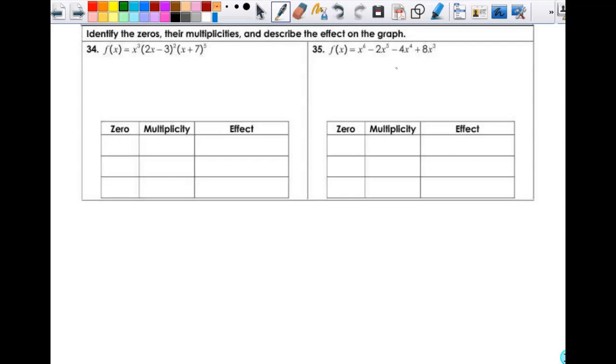Okay, so the first thing I want to do here, it's already factored for me. Beautiful. I can just figure out what my zeros are. So my zeros are negative 7, 0, and 3/2. So negative 7, 0, and 3/2. The multiplicity for negative 7 is 5. The multiplicity for 0 is 3. The multiplicity for 3/2 is 2.